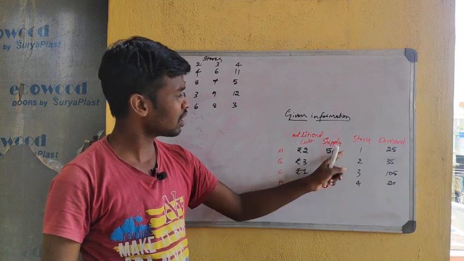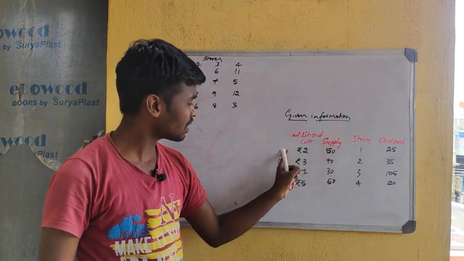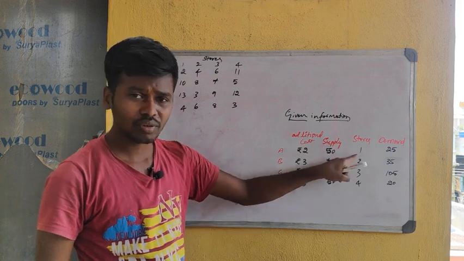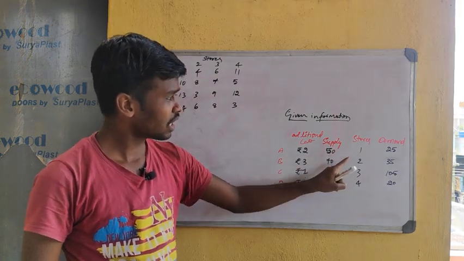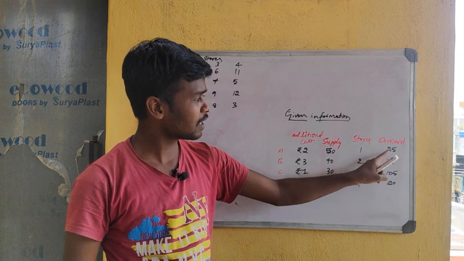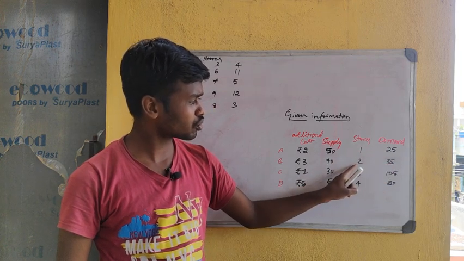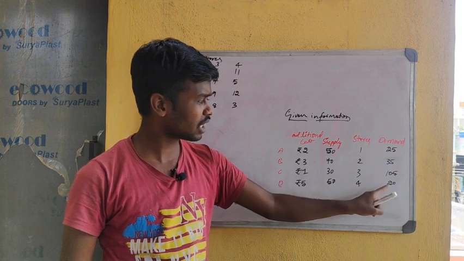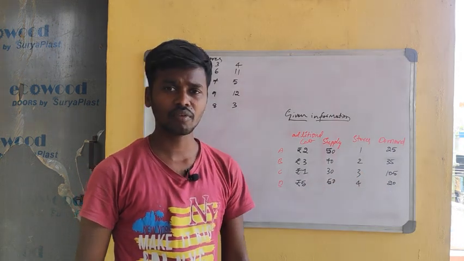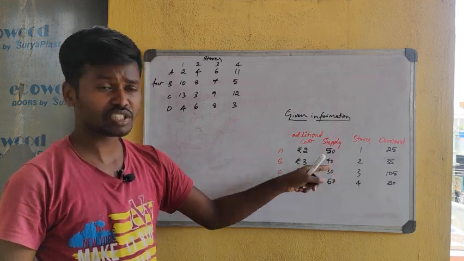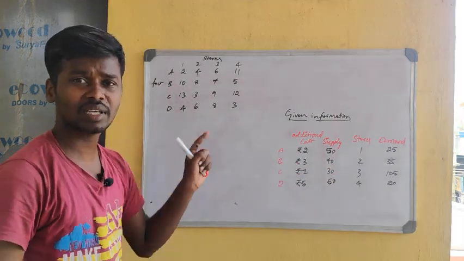So similarly there are 4 stores. The factories are supplying these units to the 4 stores, and these 4 stores are demanding 25 units for store 1, 35 units for store 2, 105 units for store 3 and 20 units for store 4. So now we are going to apply these adjustments to the given table in the problem.